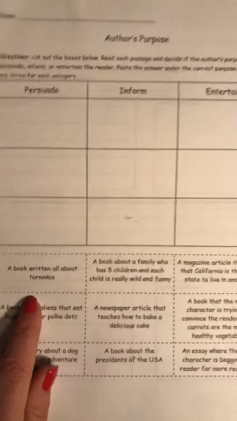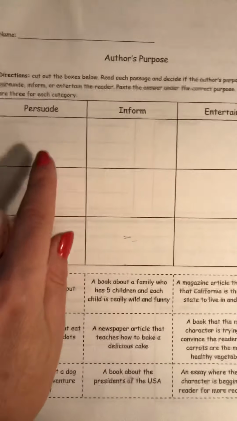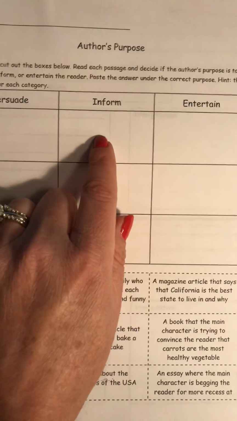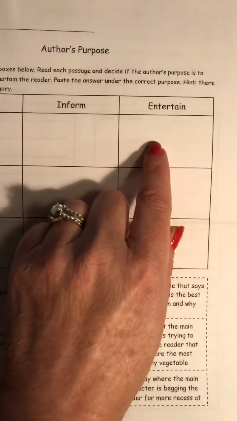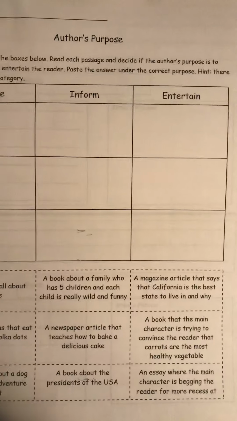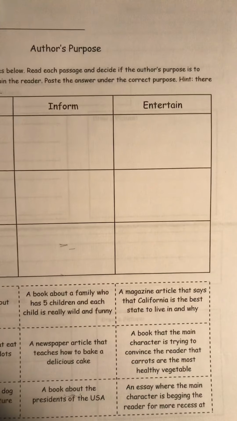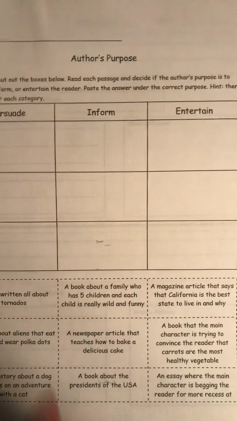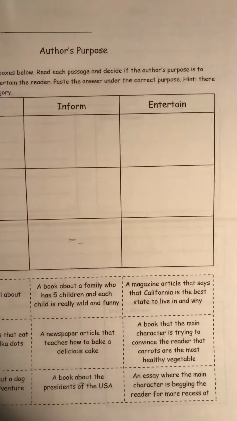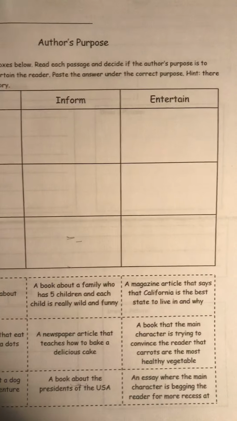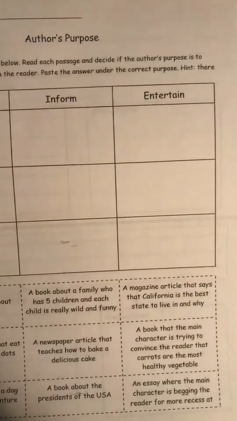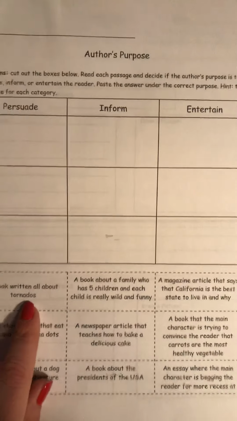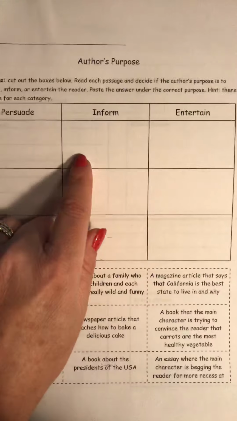Would that be to persuade? Nope, it sure wouldn't. Would it be to inform? Probably. Would it be to entertain? Possibly. Actually, it depends on what the book is about. If it's giving you facts about tornadoes, it would be to inform. If it's telling you an interesting story about tornadoes, it would be to entertain. But I am going to go today with a book written about tornadoes would be to inform you.